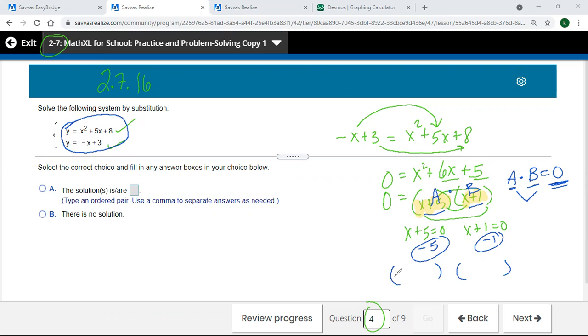So then to find the y value that goes with each one of them, put an x in here. I'm going to use the second equation here, the y equals negative x plus 3. So if I put into that problem, for x, a negative 5, this would be a negative negative 5, so that'd be a positive 5 plus 3. So that's 8. And if I put a negative 1 in there for x, that'd be a negative negative 1, which is 1 plus 3, which is 4.